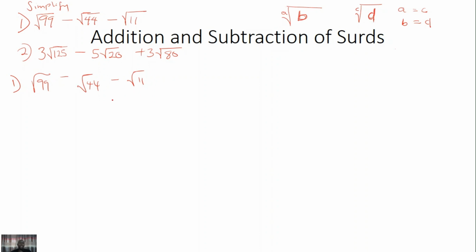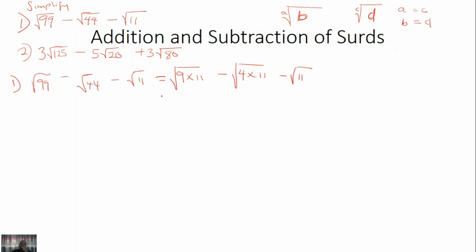How do we solve this? When you want to do mathematical operation with surds, it's always advisable that you simplify the expressions first. So let's try to simplify the expressions such that we'll have surds that we can add or subtract. Now, this will be equals to 9 times 11 square root minus 4 times 11 square root minus square root of 11.